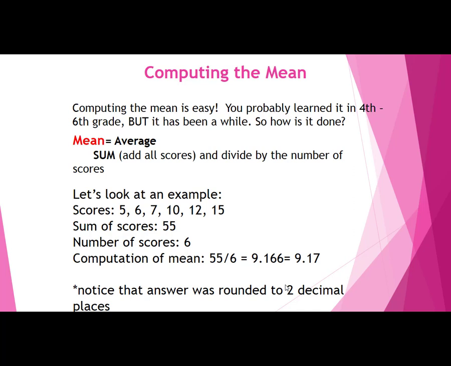You have scores of 5, 6, 7, 10, 12, 15. Sum of the scores is 55. You can check my math, but if you add all those up, you get 55. There are 6 numbers, so there are 6 scores. You take the sum, 55, divide it by the number, which is 6. You get 9.166, which equals 9.17.